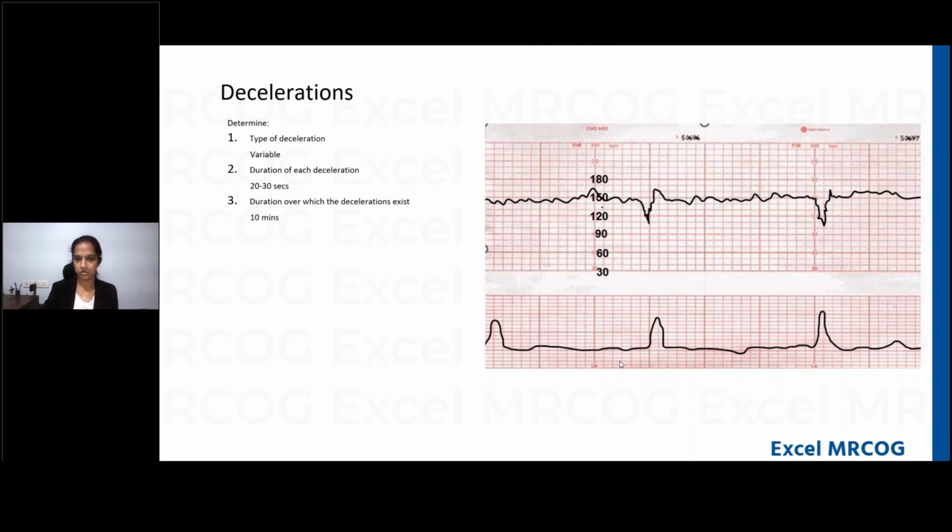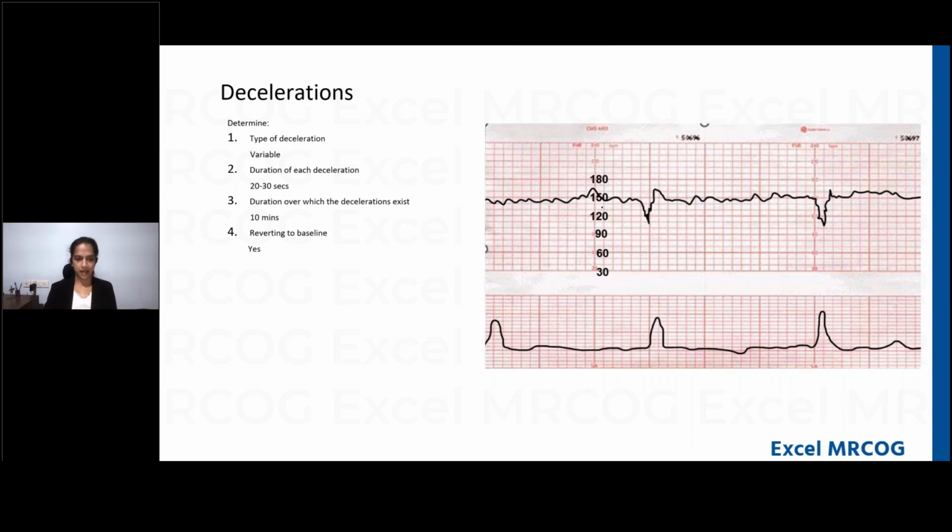Yes, ma'am. Okay, fine. Then you need to check if the deceleration that is happening is coming back to baseline and the baseline is continuing. Is it happening here? Yes, it is happening.